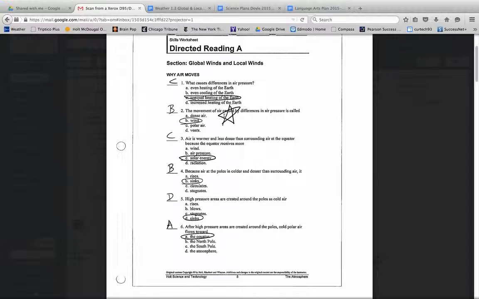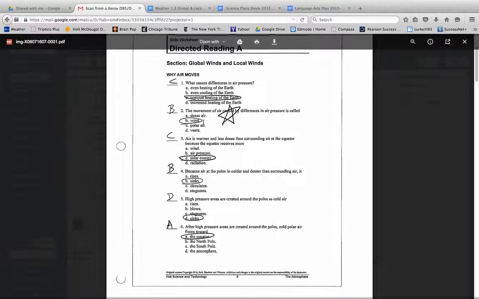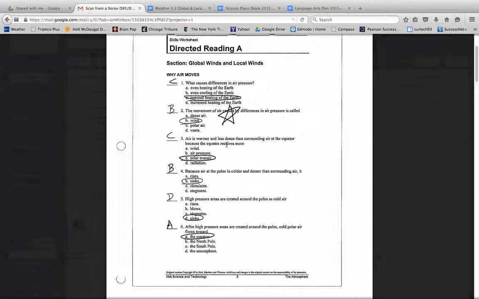2. The movement of air caused by differences in air pressure is called wind. And that's pretty much one of our learning targets right there. Movement of air caused by differences in air pressure is wind. 3. Air is warmer and less dense than surrounding air at the equator because the equator receives more solar energy. That's why the equator is warmer. It gets more direct solar energy.